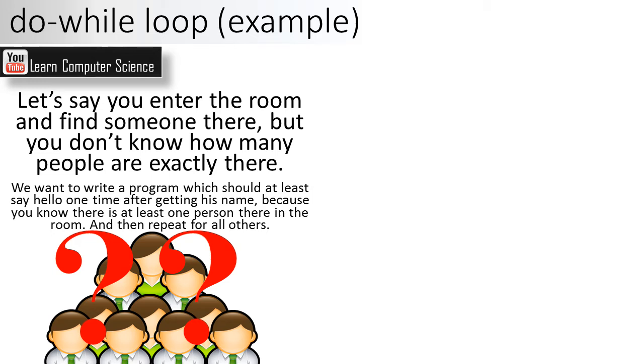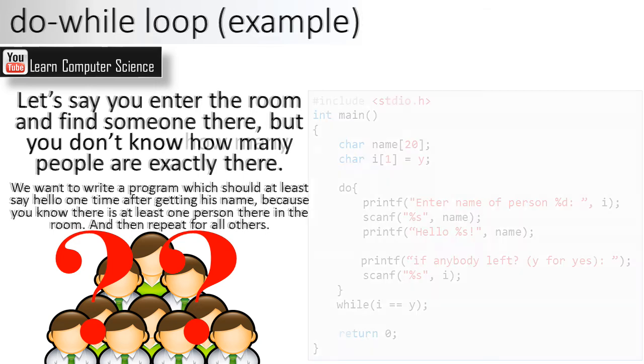Now an example. Let's say you enter the room and find someone there, but you don't know how many people are exactly there. Now our program should at least say hello one time after getting his name, because you know there is at least one person there in the room. And then repeat for all others.